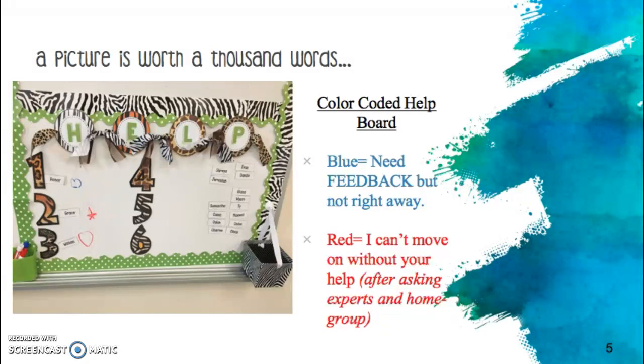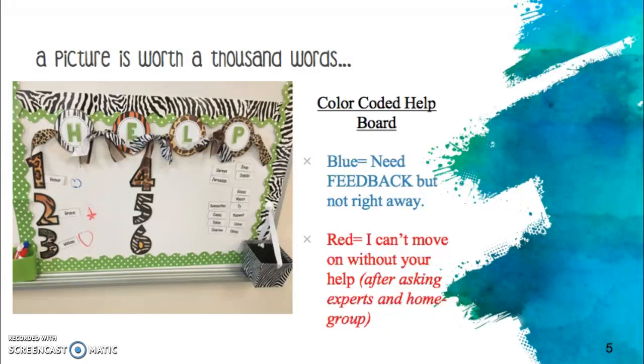So I know I can skip down to the next student who has a red symbol, which means "I cannot move on without your help." And what I tell my students is, before you get on the help board, you have to talk to your home group and your peer experts.